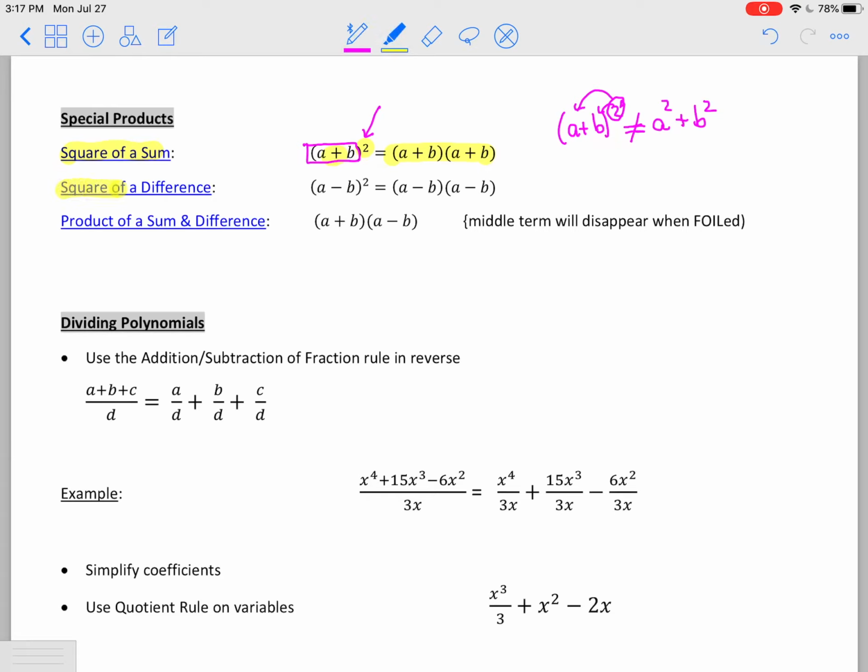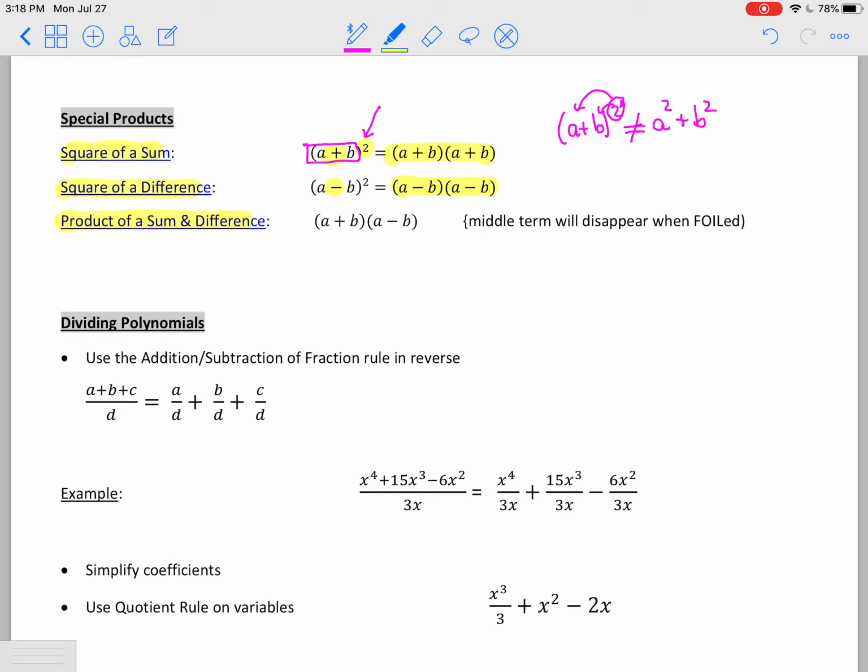Okay, and we have a similar situation with the square of a difference. Of course, difference means subtraction. So quantity a minus b squared is going to just give us those two bases of quantity a minus b, and we're going to multiply that by itself.